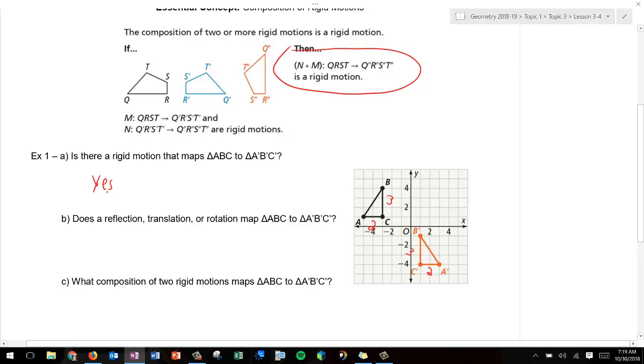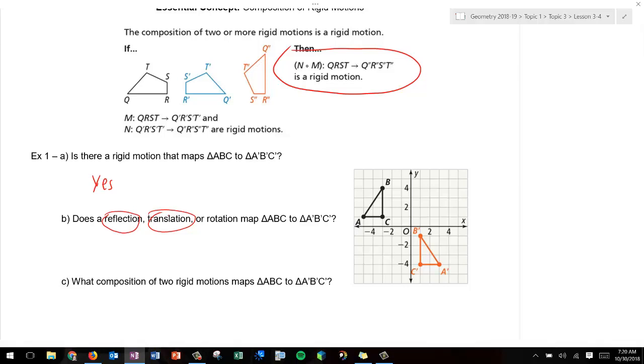Now, looking closely at our figure, they ask, does a reflection, a translation, or a rotation map ABC to A prime, B prime, C prime? If we look closely, point A is the leftmost point in our pre-image, and it's the rightmost point in our image. The only way that the orientation of the figure changes, in other words, where the points are, is with a reflection. Now, there's no way to reflect that down directly. We also need to slide it. So we're going to need both a reflection and a translation. We need to have both of those, which is what gives us a composition.